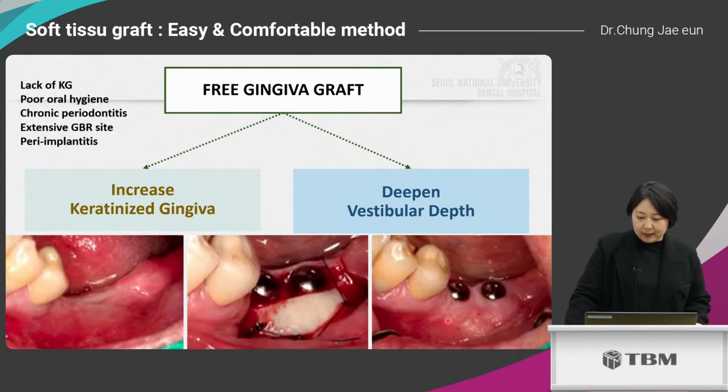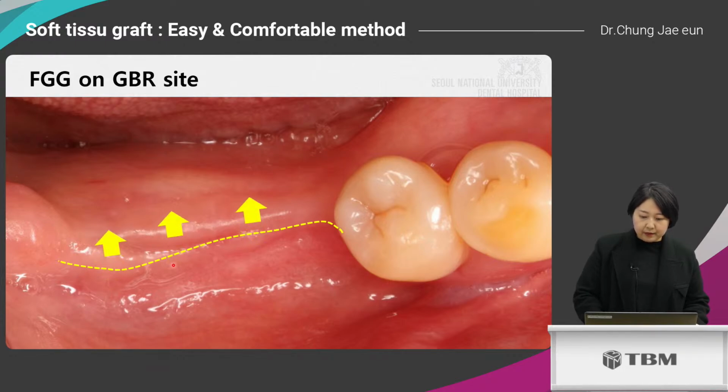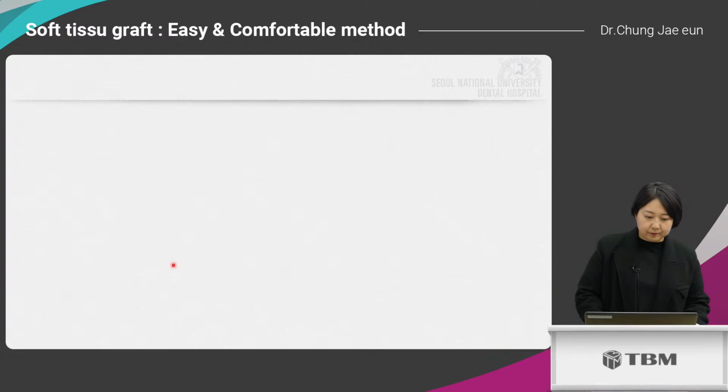Usually, FGG is performed in patients with poor oral hygiene or with periodontitis, and in the site where extensive GBR was done or in the site where peri-implantitis occurred. In such a thin ridge like this case, the mucogingival junction is at this level now, but if you do buccal GBR and pull the flap more and suture it, you can expect that there will be no more keratinized gingiva on the buccal side and the vestibule will be shallower.